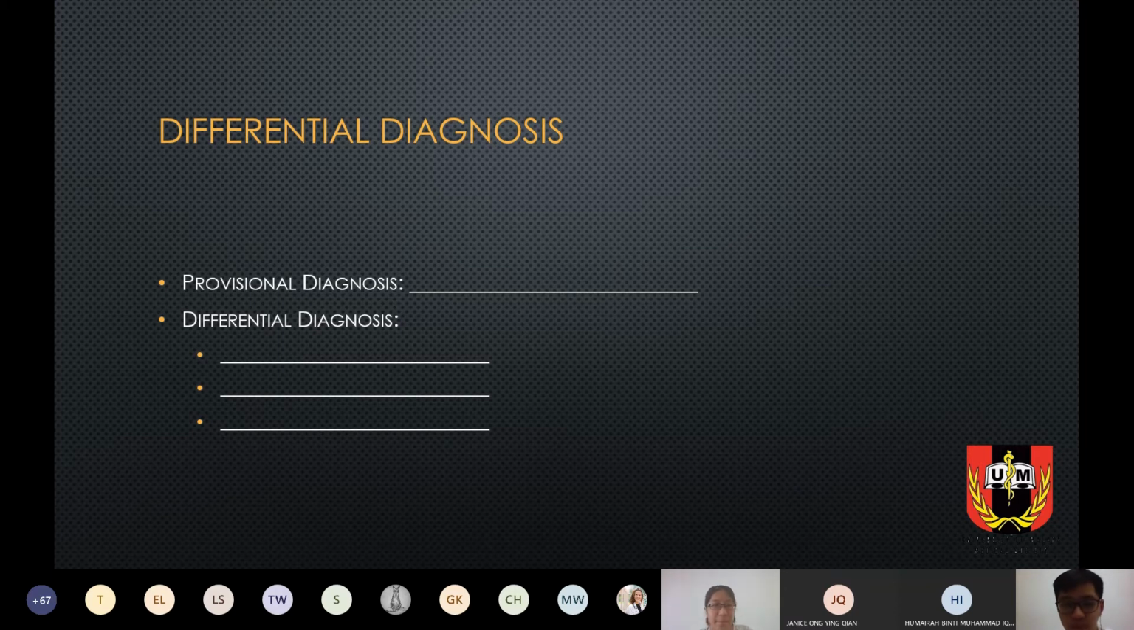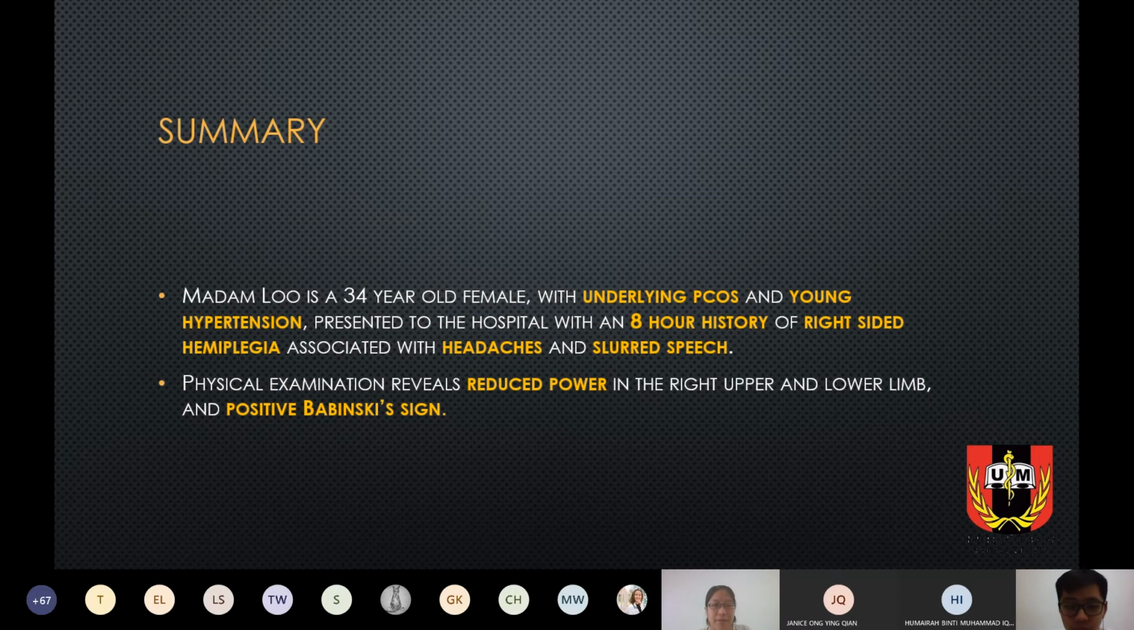Just a correction of the word that you used just now in your summary. Hemiplegia, plegia means complete paralysis. Your patient still has a power of 3 to 4 in the upper limbs. So you probably just change that into hemiparesis. Yeah, correct. Okay.